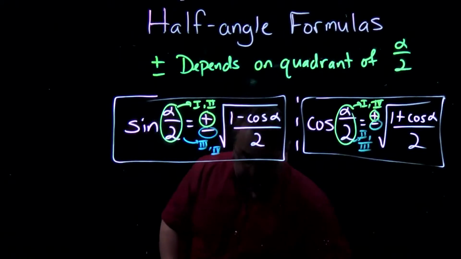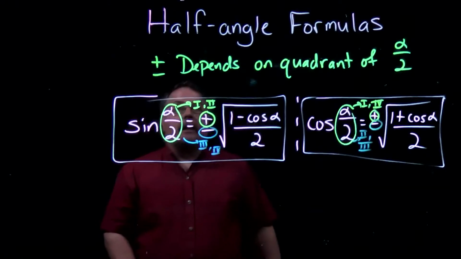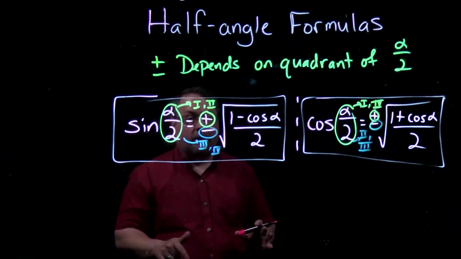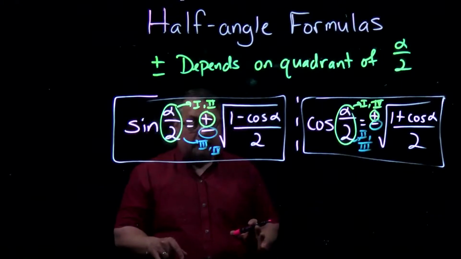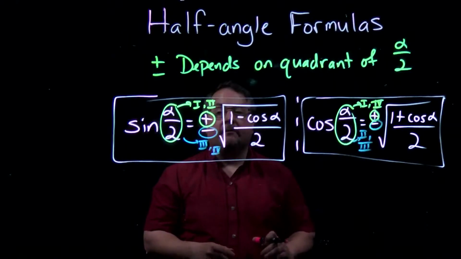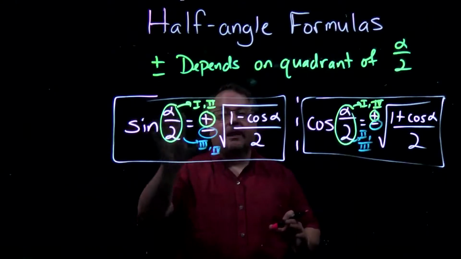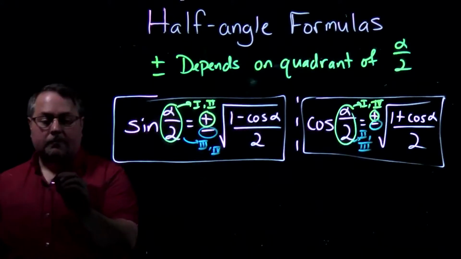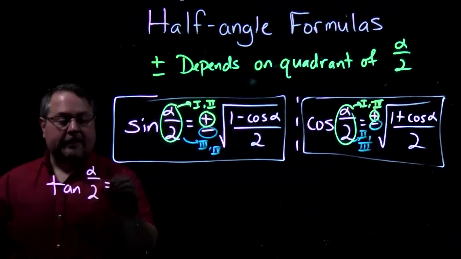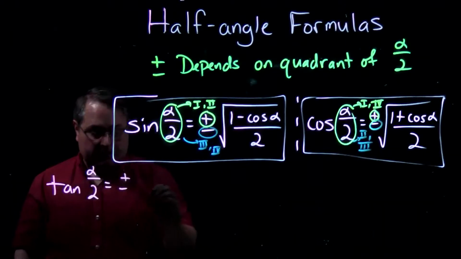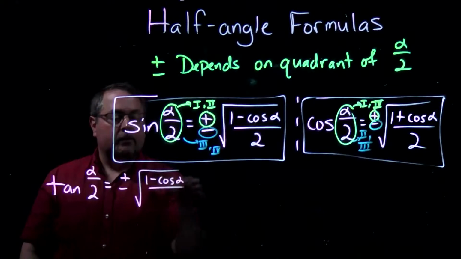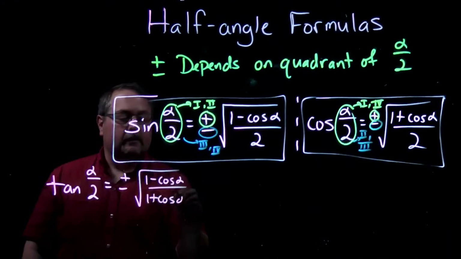In addition, there are half-angle formulas for the tangent. There are a couple different ways that we can do the half-angle formulas for tangent. The first would be to just do the sine and the cosine formulas and divide them. So do sine of alpha over 2 over cosine of alpha over 2. When we do that, we get that tangent of alpha over 2 is equal to plus or minus the square root of 1 minus cosine alpha over 1 plus cosine alpha.